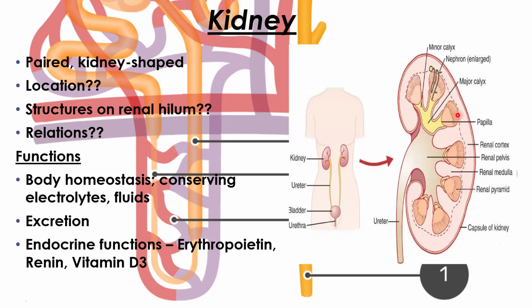Then these pyramids will empty using the renal papilla into the minor calyxes. Then the minor calyxes join to drain into the major calyxes, and the major calyxes will drain into the renal pelvis. Then from the renal pelvis, we'll have the ureter. Yes, so that's how that drainage happens.